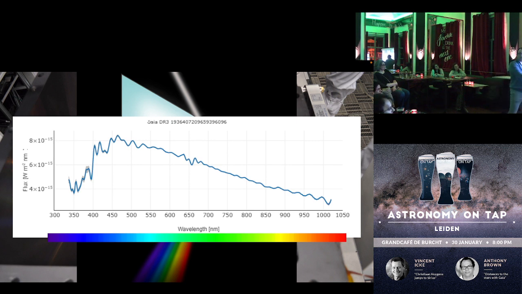And this type of data has now been released for the first time from the Gaia mission last year in June. We have spectra like these for about 220 million stars, so the brightest subset of the catalog. And the shape of this spectrum tells us what type of star we're looking at.